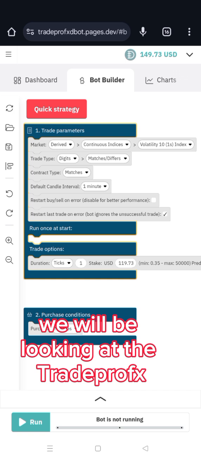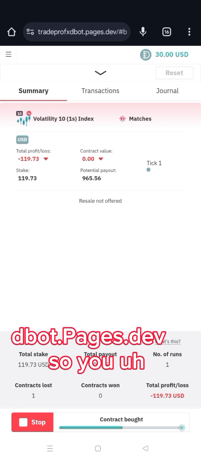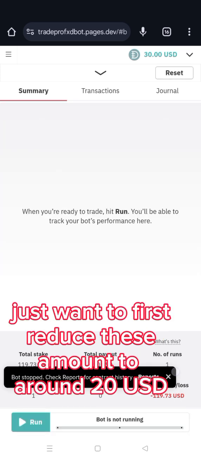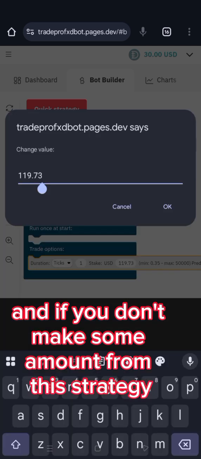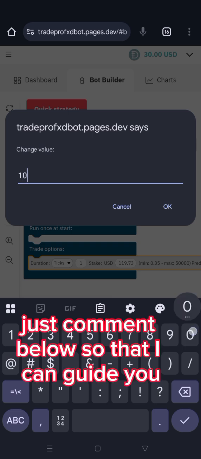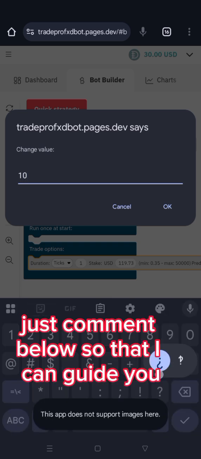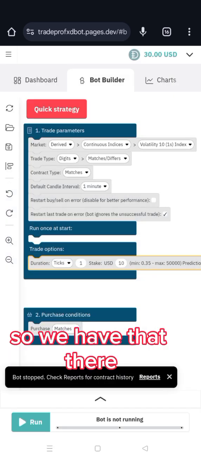We will be looking at the TradeProFXDbot.pages.dev. So you just want to first reduce this amount to around 20 USD so that we can do the genuine thing. And if you don't make some amount from this strategy, just comment below so that I can guide you. So let's reduce this to 20. So we have that there.